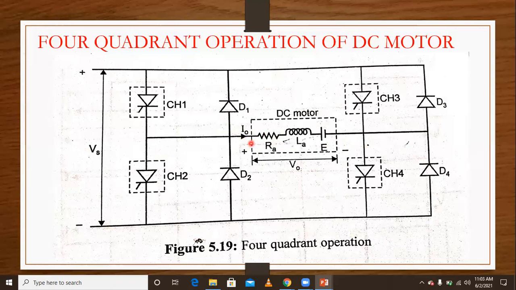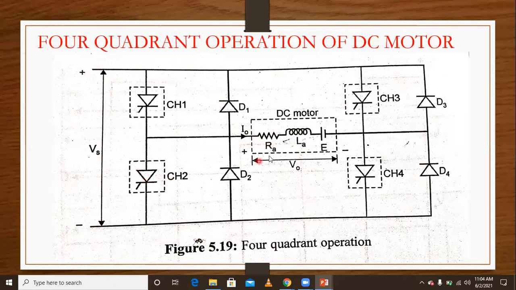As the load voltage V0 is positive, the plus and minus of the load are connected to the plus and minus of the source, like this. But the armature current is reversed, same as the type B chopper. V0 is positive, but the armature current is going from the DC machine to the source in this manner. So the armature current flows through D1 and D4 when chopper CH2 is off.